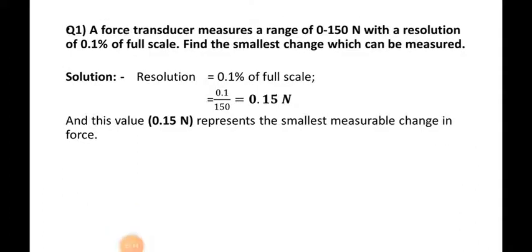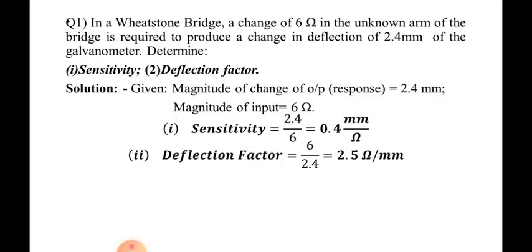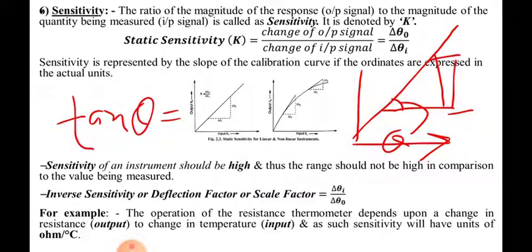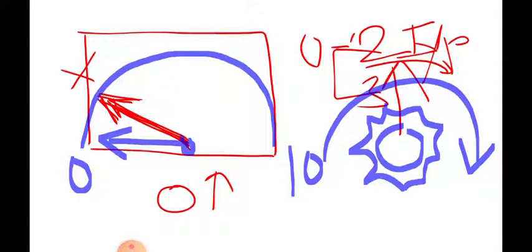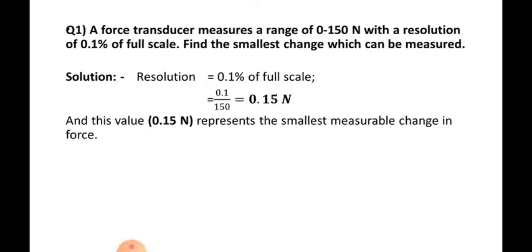So this is nothing but the resolution. Okay, means what? That 0.15 is a non-zero value, that's why it is a resolution. Okay, so today we have studied two parameters. One is sensitivity and the second one is threshold and resolution. Okay, so I think both the static characteristics we have understood.